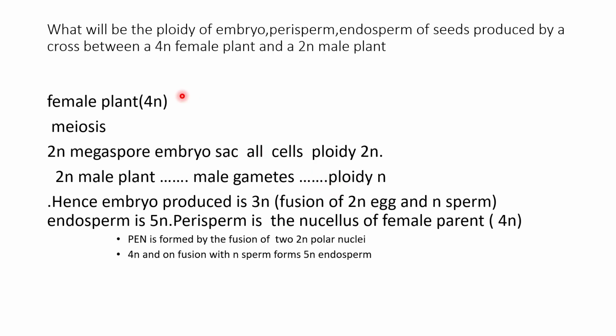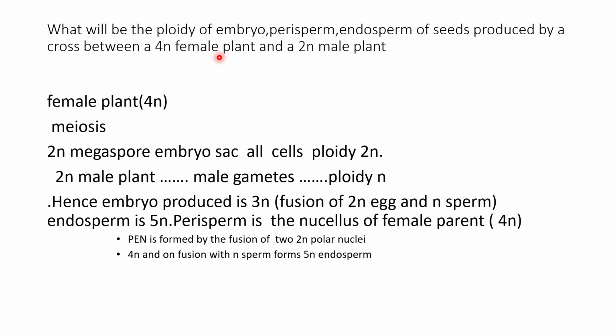What is the question? They have asked you the ploidy of the embryo. How is an embryo formed? By the fusion of the male gamete and the female gamete. So 2N and N. Yes, 2N egg. That is the condition in the egg.